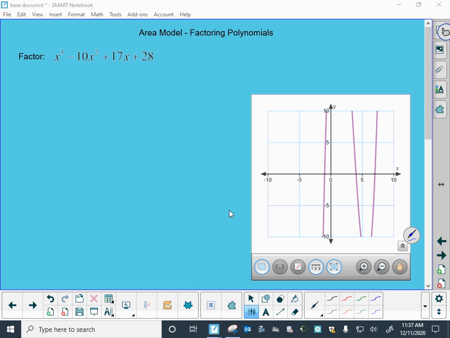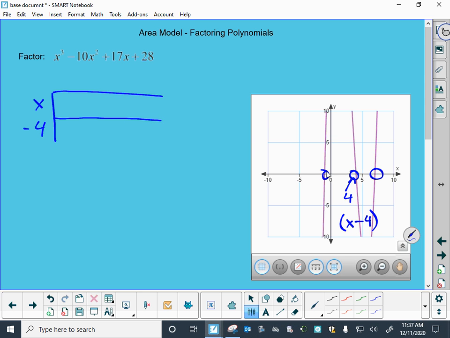So if we think in terms of the zero product property, which is what we're trying to get this thing to do, we're trying to get it to look like things multiplied together that when we set equal to 0 would find these points for us. Well, that point looks fairly close to 4, which means that an x minus 4 would make sense as one of the factors. And so I'm going to check to see if x minus 4 is one of the factors by trying to divide x minus 4 out of this thing.